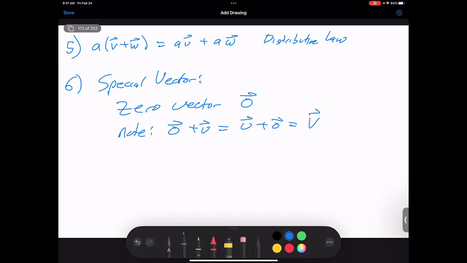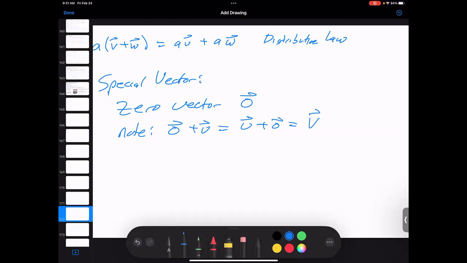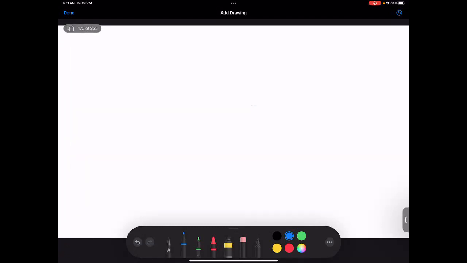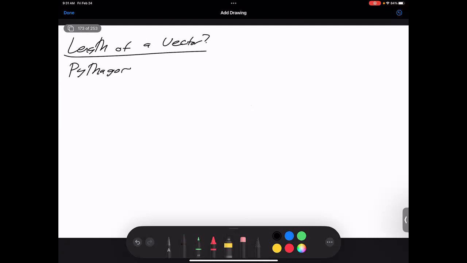No change. Okay, so one of the things we've talked a little bit about is the length of a vector. So how do we find the length of a vector? So we use one of the most important things, the Pythagorean formula.